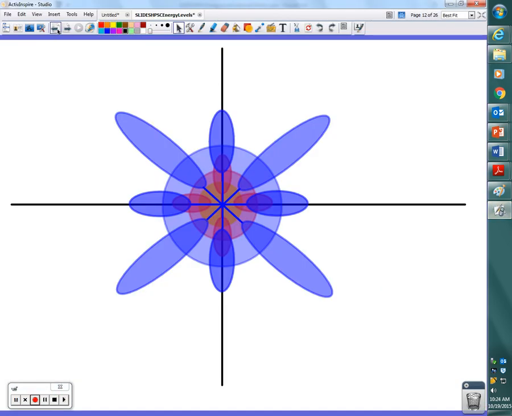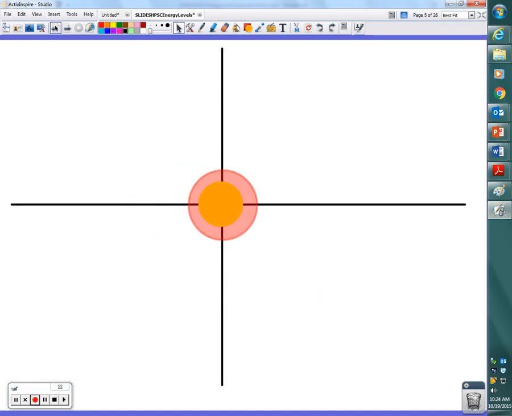Here's where eventually my drawing might be a little clearer than your drawing. Okay? So this is the first orbital that we drew. It's the closest to the nucleus. It's the lowest energy. We represent that with a quantum number n equals 1. Okay?